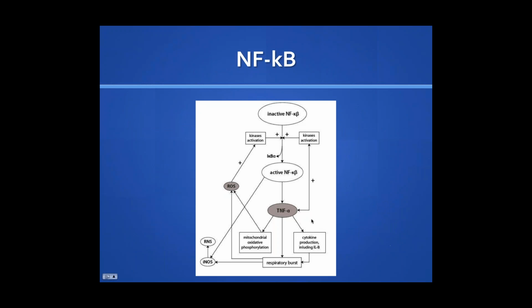So basically, we have an inactive NF-kappa B molecule there, and it's activated by reactive oxygen species, free radicals, which turn on kinases, and then activate the NF-kappa B right here. This causes tumor necrosis factor alpha to come on the scene, and then cause a respiratory burst of inducible nitric oxide, which may then turn into the reactive nitrogen species, which is our peroxynitrite.